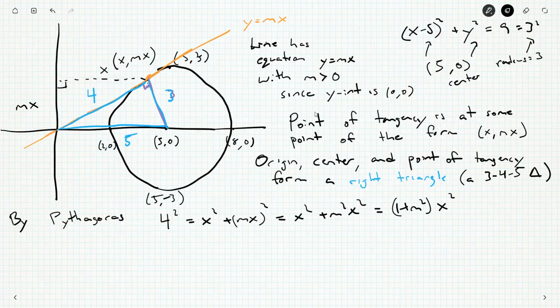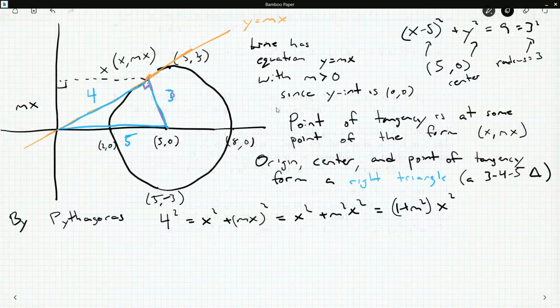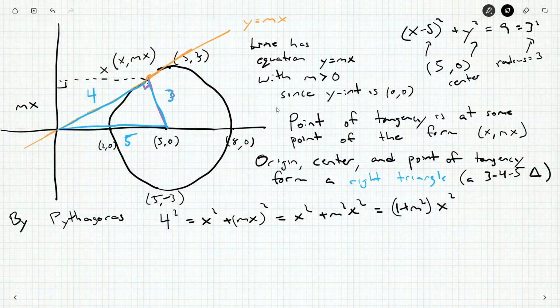4 squared is 1 plus m squared x squared. Okay. So what else could we do? What is it that we want? We'll find the equation of the line. Okay. So if I don't know what x is, this isn't quite enough to solve everything.